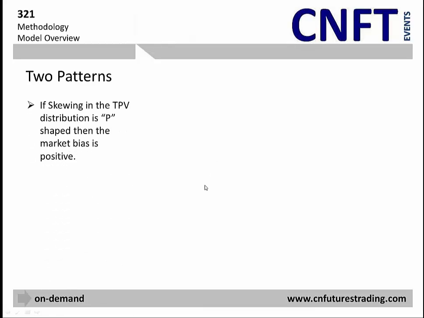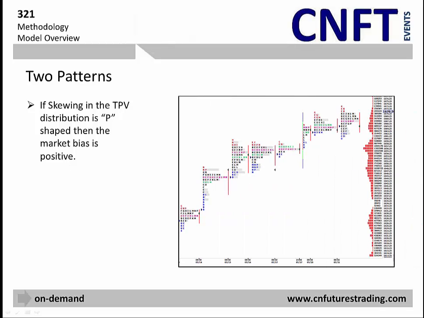The 2 patterns. If the skewing in the time price volume distribution is a P or P-shaped, then the market's bias is positive or to the upside. And you can just see right here a P, the market is trading higher. Right here, if we put all of these together, even though it is paused, we're definitely looking at a P and the market trades higher. So what we see in a P pattern, it's going to retest resistance and or take it out. And so in a buying situation, we want to get long at this longest line of letters or below it if possible.